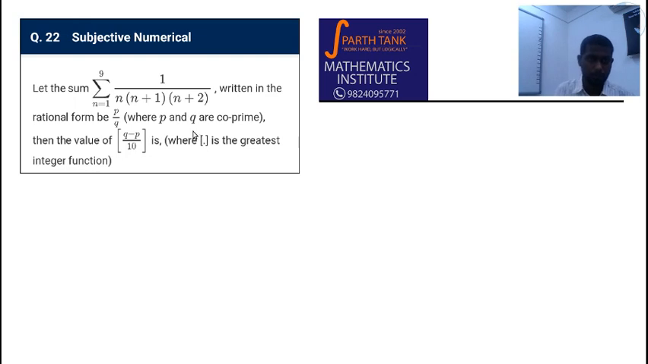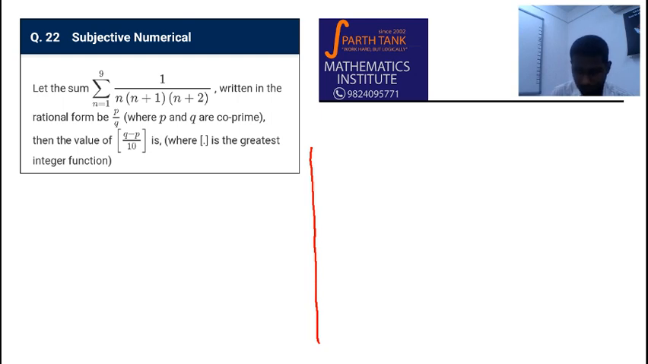Question number 22. Let the sum of n is 1 to n, 1 by n into n plus 1 into n plus 2, written in the rational form, be p by q, where p and q are co-prime. Then the value of q minus p by 10, boxed, that is the greatest integer function of that value, is what?